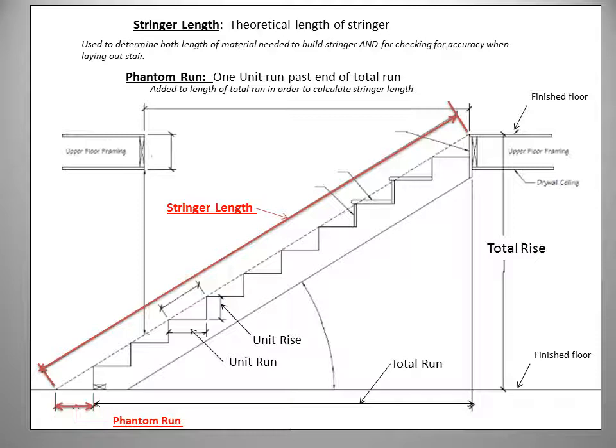The stringer length is a diagonal dimension that we will calculate based on the total rise and the total run, and including a phantom run at the end of the stairs. We need to include the phantom run at the end of the stairs to accurately lay out our stringer. The phantom run is simply just one unit run beyond the last riser at the bottom.